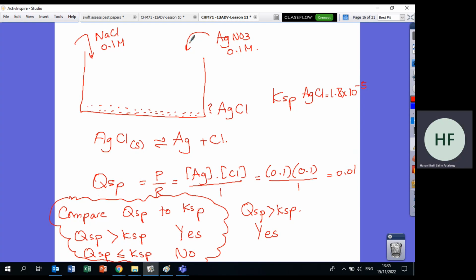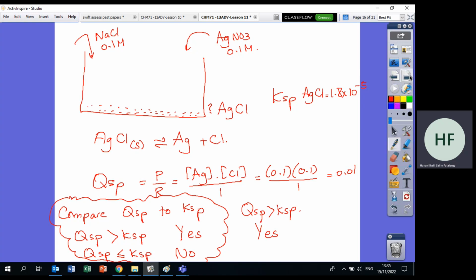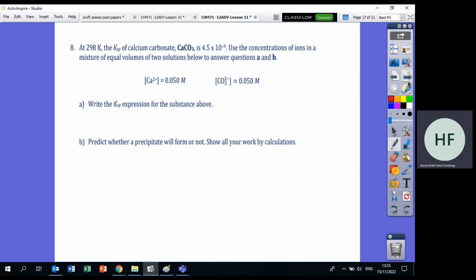I mix two chemicals together and I want to know if a solid will form or not. So I will take the solid, I will dissociate it, I will write the KSP, but I will not name it KSP, I will name it QSP because I'm not sure if this will form or not. Then I will calculate it and compare it to the KSP given. If it was more means yes, if it was less or equal means no precipitate will form. Okay, let's do a question on this.